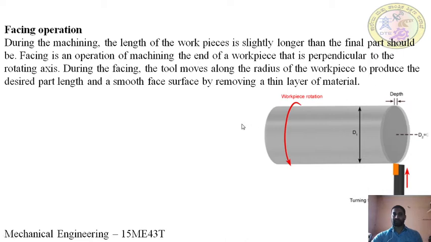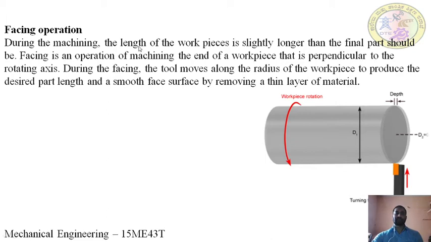Why is the facing operation performed? The given length of the raw material is not up to the required dimension. So in some cases we have to reduce the length of the workpiece. In order to reduce the length of the workpiece, a facing tool is used. The facing tool is moved towards the axis of rotation of the workpiece. You can see the tool movement is like this.